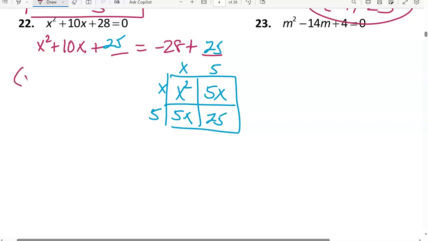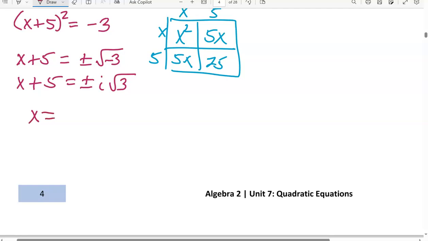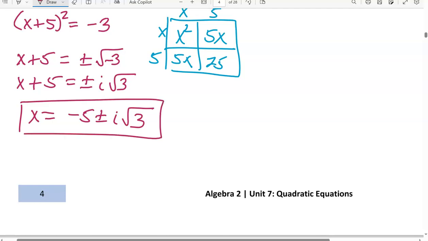So now we have x plus 5 squared is equal to negative 28 plus 25, which is negative 3. If x plus 5 squared is negative 3, then x plus 5 is plus or minus the square root of negative 3, which is an imaginary number. Let's simplify it first. That's plus or minus i times the square root of 3. Adding negative 5 to both sides, negative 5 plus or minus i times the square root of 3 are our two solutions.